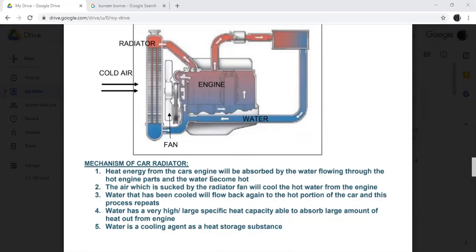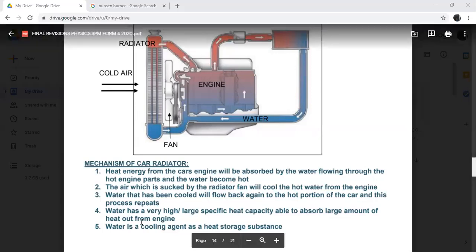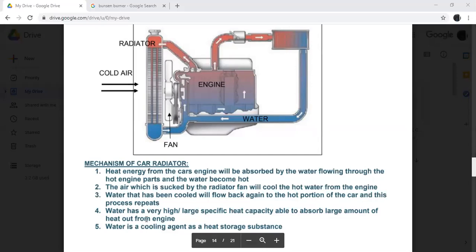So it's a cycle. The liquid goes to the engine, the liquid becomes hot, then flows to the radiator, the heat is released to the surrounding, it becomes cold, goes back to the engine, and the whole process is repeated, right? So water is one of the best, but of course it's a coolant liquid with a mixture of chemicals that we're using.